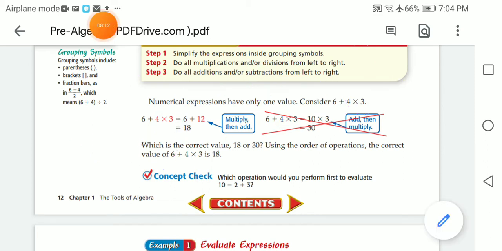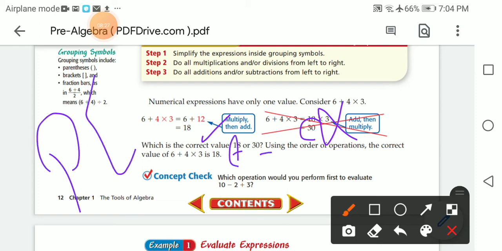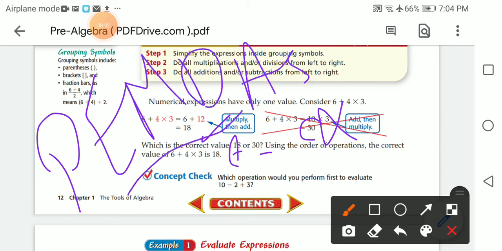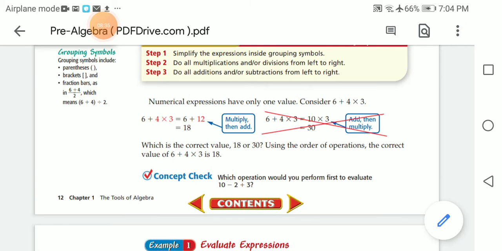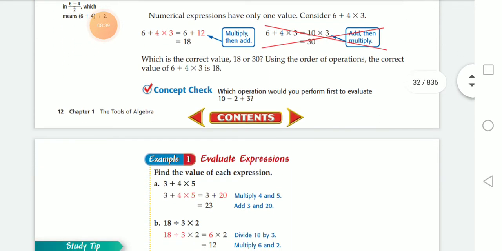So which one is the right answer here, my dear students? This one. But here he added then multiplied, so the answer is wrong. It's not 30 at all. Which is the correct value, 18 or 30? Of course 18. Please study well and write this in your notebook. PEMDAS. This is very important. We will use it. So which is the correct value, 18 or 30? Of course 18. Using the order of operations, the correct value of 6 plus 4 times 3 is 18.